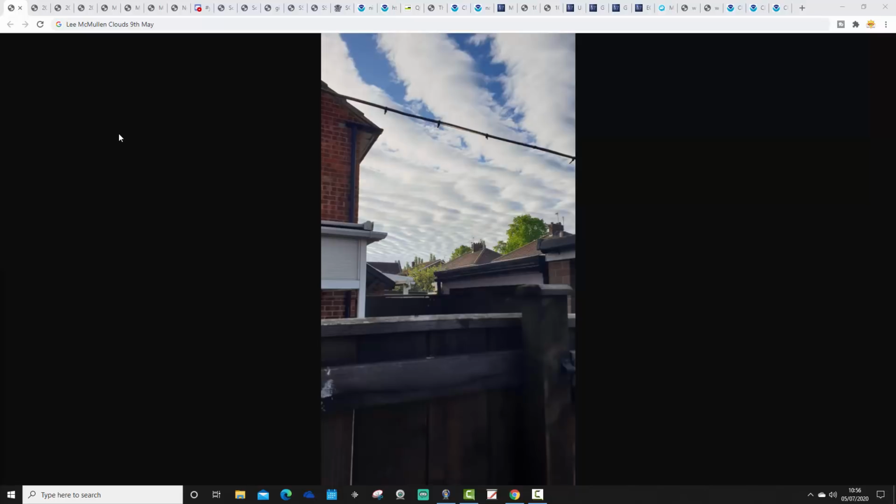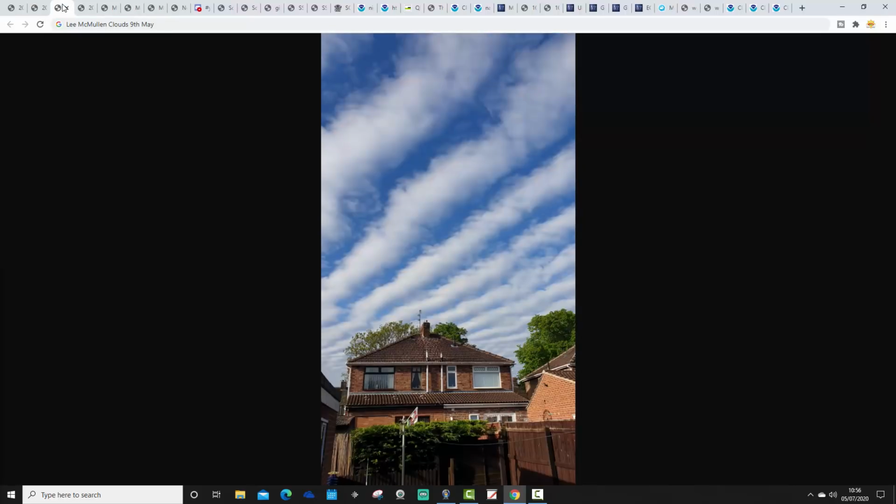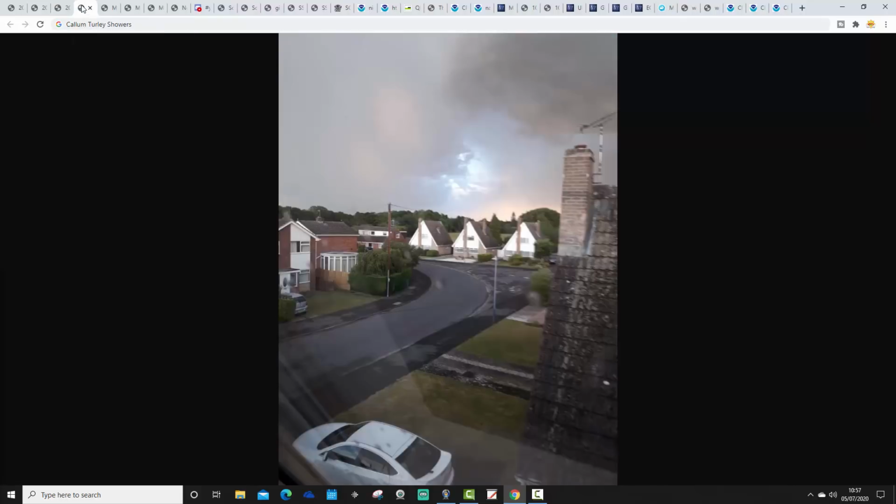Lee's asked us if we can identify these clouds. I've got my own view about what they are, but please let me know in the comments what you think these clouds are. So yeah, this was taken on the 9th of May, back when it was very, very dry, of course, an exceptionally dry May, and a really sunny month as well. I don't want to give the game away. Let me know in the comments what you think those clouds are, and then I'll pass it on to Lee. Thank you to Lee for sending those through to us.